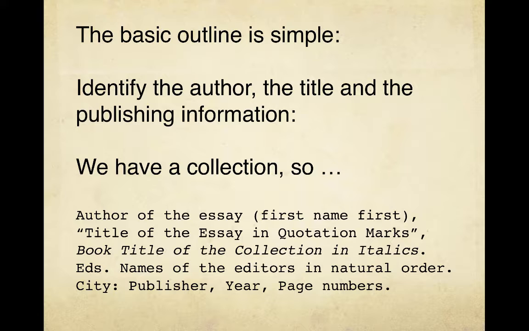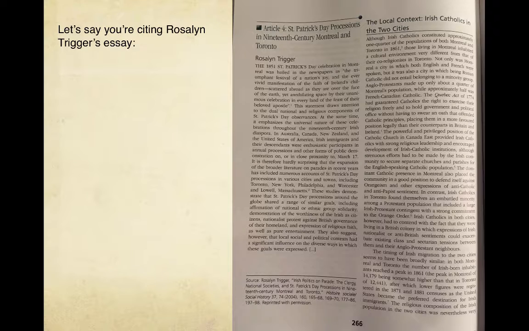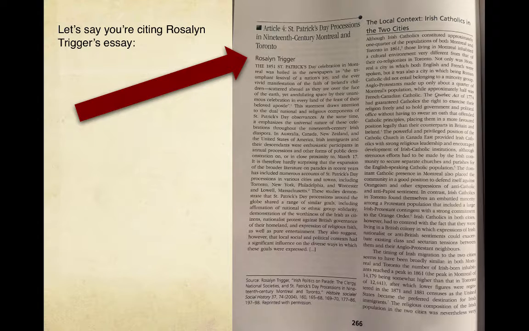So let's see how that plays out in a real example. Let's say you're citing Rosalind Trigger's essay on the Irish in Montreal and Toronto in the middle of the 19th century. This is a good example of the kind of text we'll be using in our referencing. So you'll see that there's Rosalind Trigger's name at the top, and there's the title of her essay, St. Patrick's Day Processions in 19th Century Montreal and Toronto. So that seems pretty straightforward.